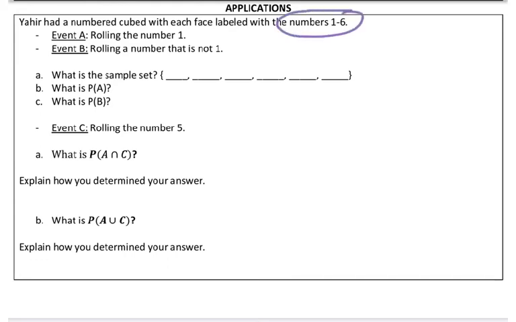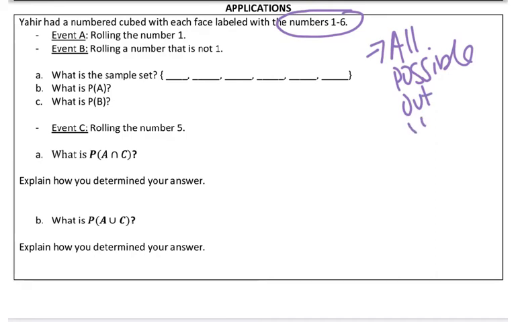We want to keep in mind that this is a dice with 6 faces, and each of them is labeled 1 through 6. So if we're looking at the sample set, what are all the possibilities? Remember, the sample set is all possible outcomes. So don't forget that. All possible outcomes. And if it's all possible outcomes, then the sample set is 1, 2, 3. You guys could fill in the rest. You should know what the rest are.